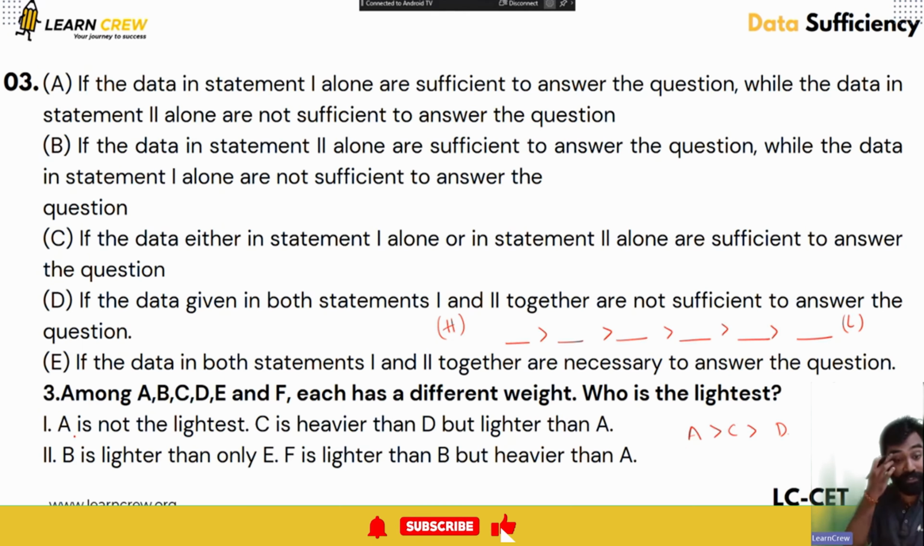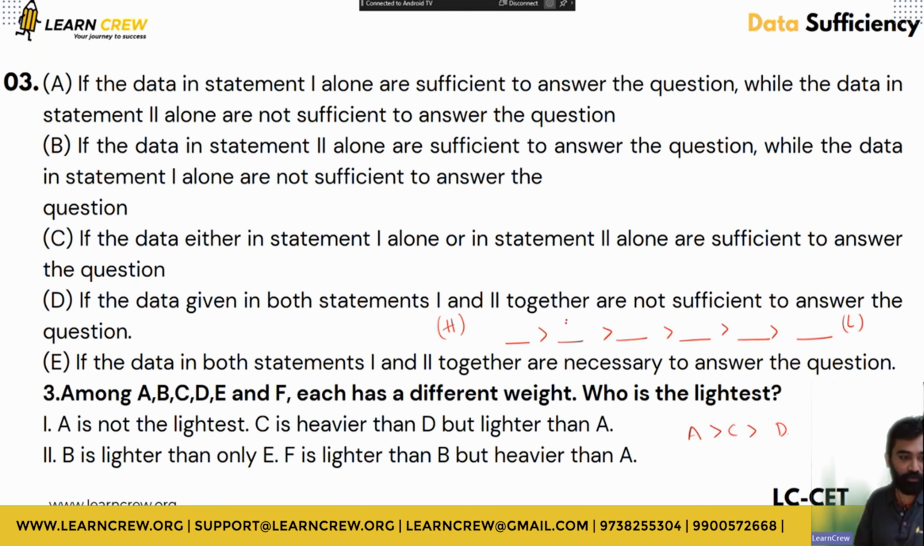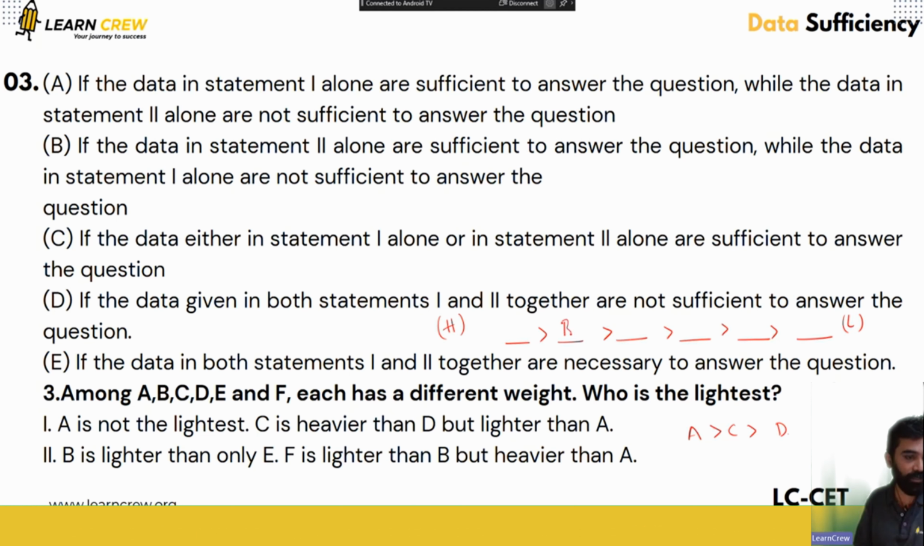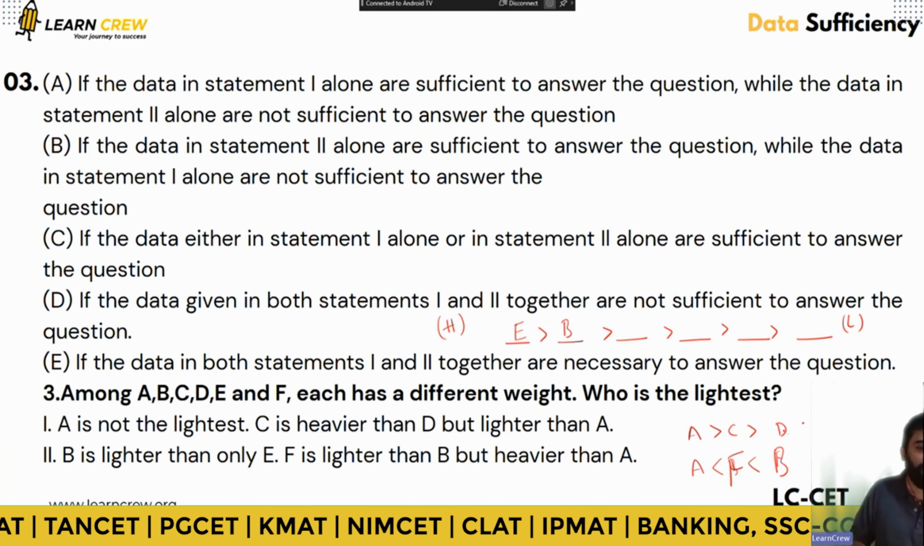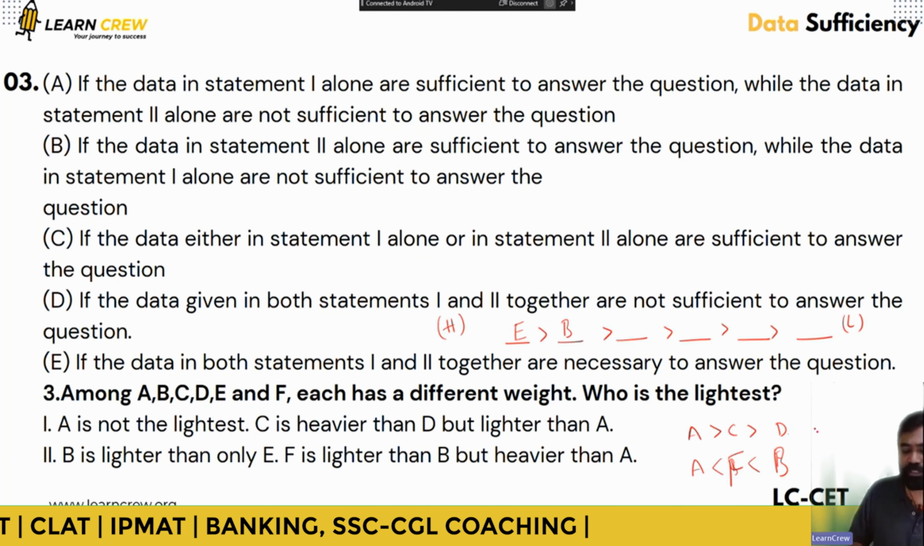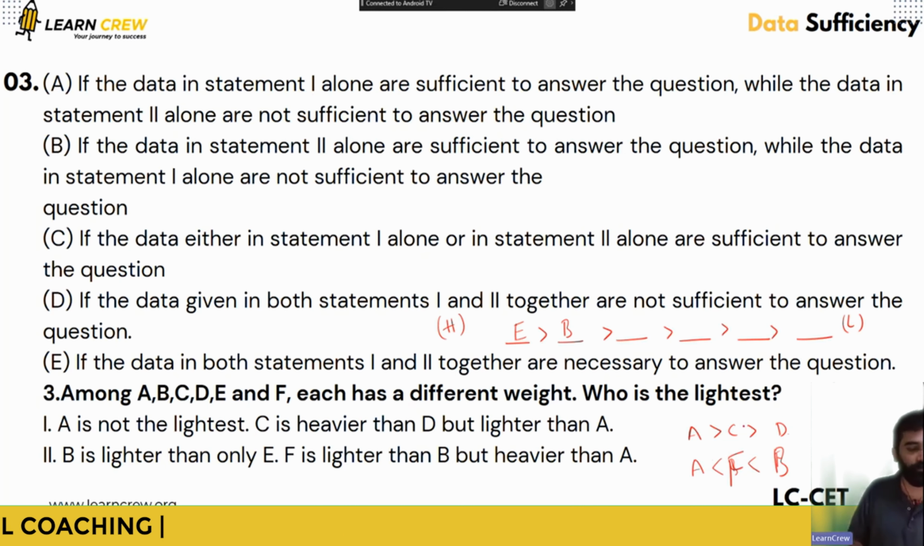B is lighter than only E. So if I'm going to place B here, E has to be here. F is lighter than B but heavier than A. Now even this is not conclusively telling who is the lightest. Now if you combine these both, then you will be able to find out something.